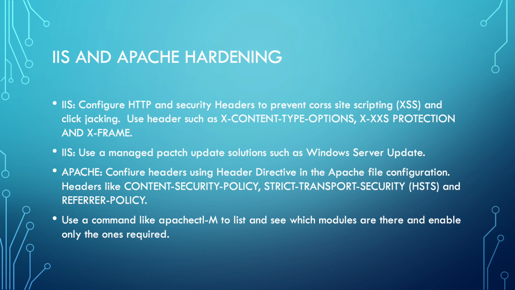With IIS, you can configure the HTTP and secure headers to prevent cross-site scripting, clickjacking, and you can use headers such as X-Content-Type-Options or X-XSS-Protection and X-Frame-Options. Now, for IIS, you can use managed patch solutions such as Windows Server Update, which is pretty much an automatic way for you to continue to have the patches that you need to keep the server updated.